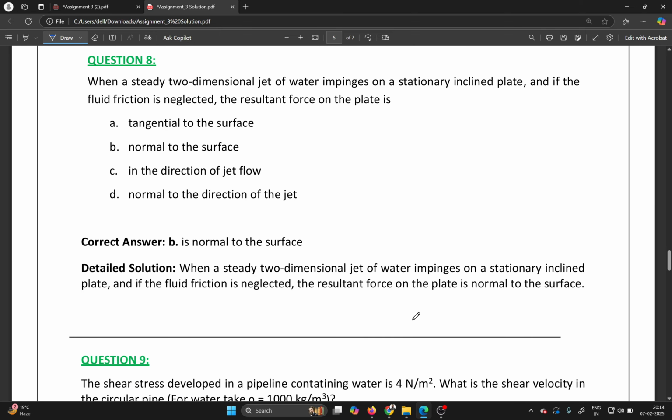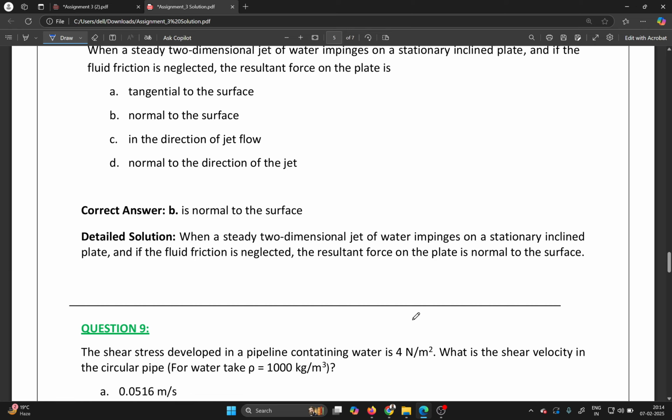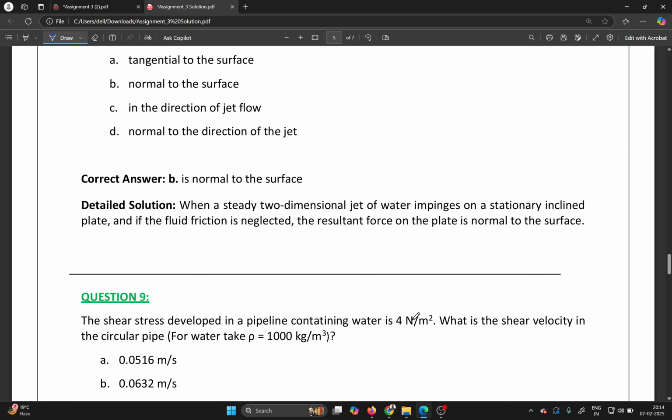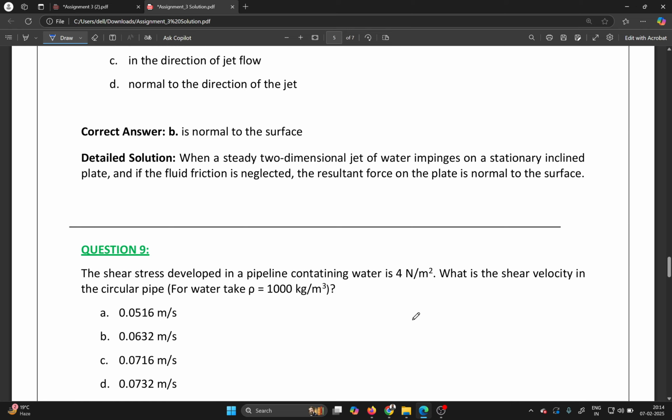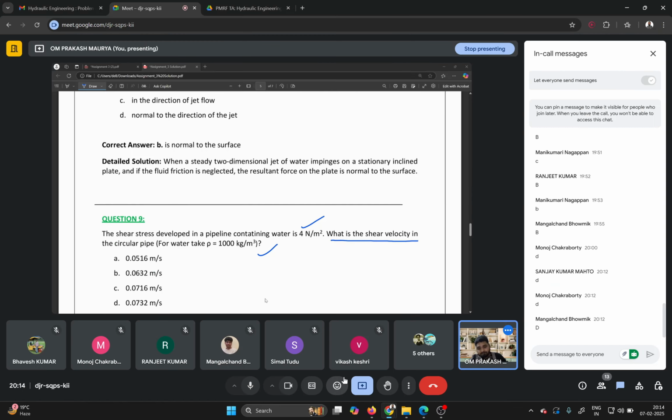Question number 9 is, yes, here everyone please try to calculate. The shear stress developed in a pipe containing water is 4 Newton per meter square. What is the shear velocity in the circular pipe? This is the formula and concept I have talked about already. So please everyone try to calculate and give the answer for question number 9.